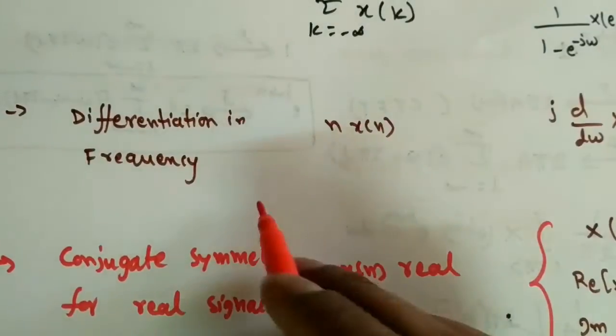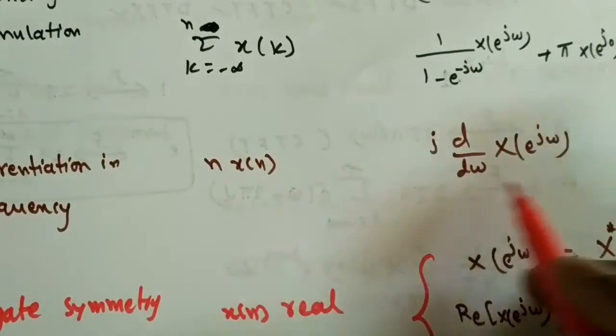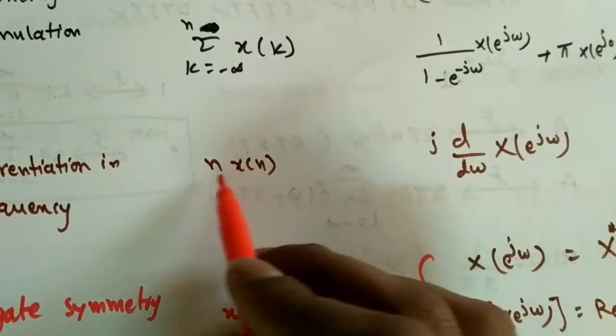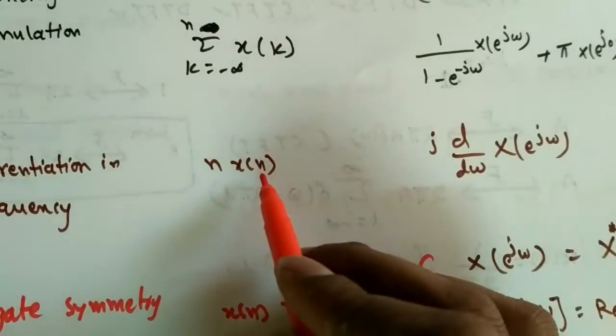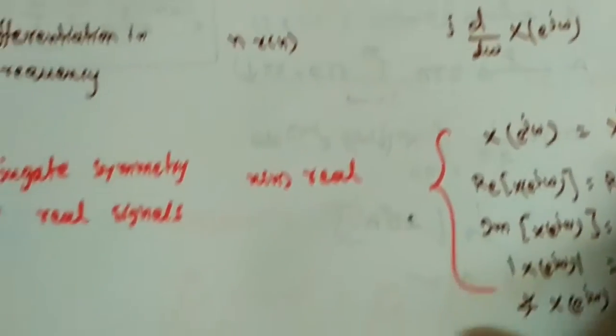Next, differentiation in frequency. When we have to differentiate in the frequency domain, in the time domain we have to multiply with n. That is, n into x of n corresponds to j into d by d omega of x of e power j omega.